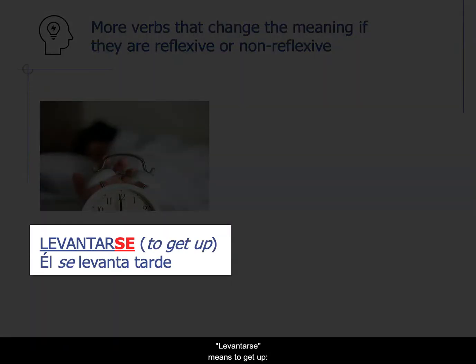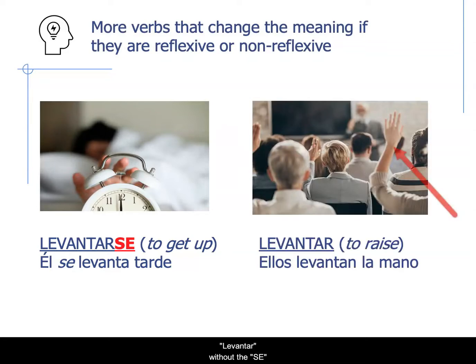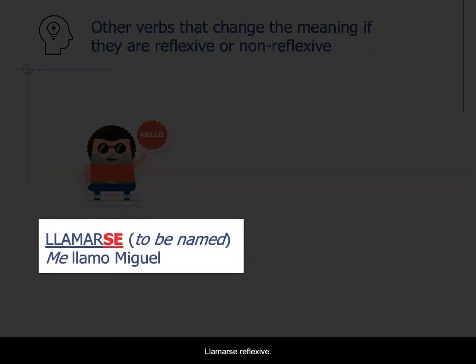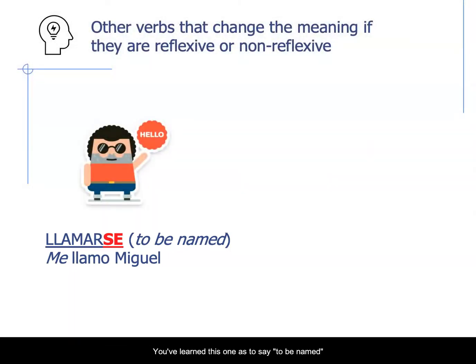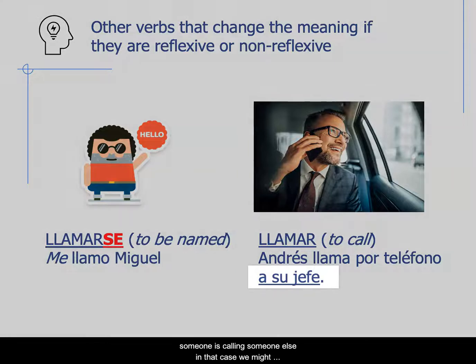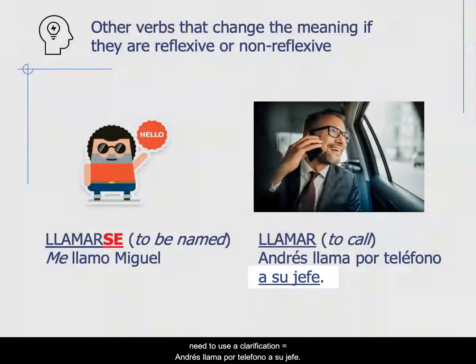More verbs that change the meaning. Levantarse means to get up. Él se levanta tarde. Levantar without the se or without a reflexive pronoun means to raise your hand. Ellos levantan la mano. Llamarse, reflexive, you've learned this one as to be named. Me llamo Miguel. My name is Miguel. Llamar without reflexive means someone is calling someone else. In that case, we might need to use a clarification. Andrés llama por teléfono a su jefe.